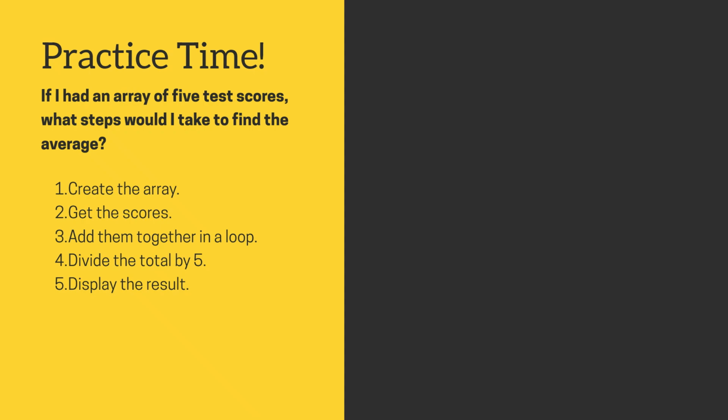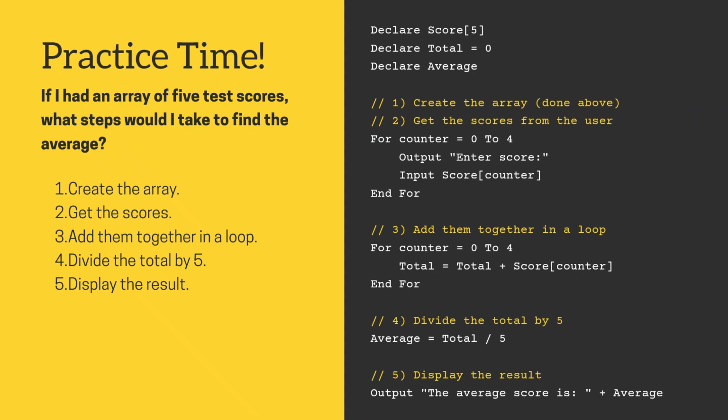Okay, now if you've got that, let's show you the answer. So again, we're going to declare our variables, one of which is going to be the array. So that's creating the array. Then we're going to get the scores from the user. So we've seen this in previous slides. Okay, this is how we get the score from the user. Then we're going to add them together using a loop. Okay, then we're going to divide the total by 5, and then we're going to display the results.